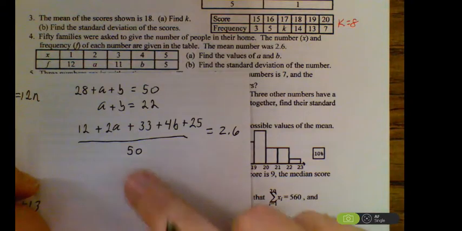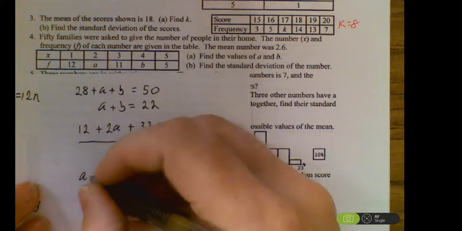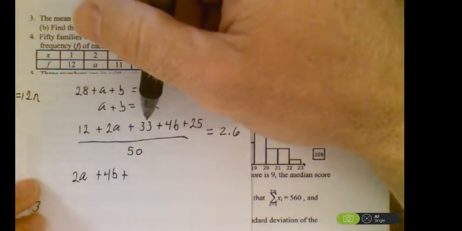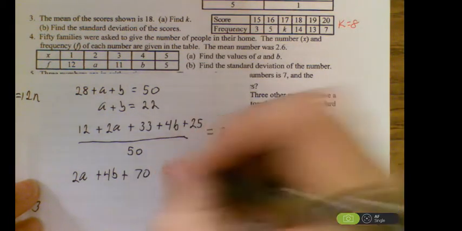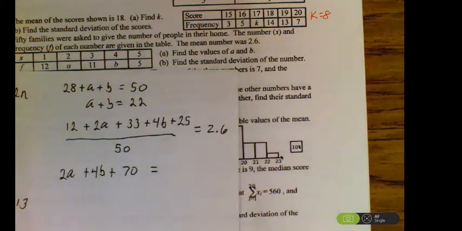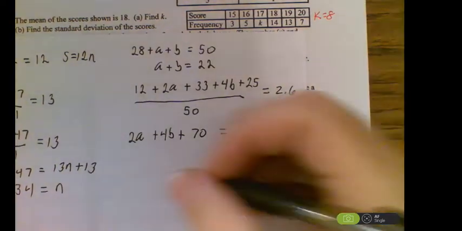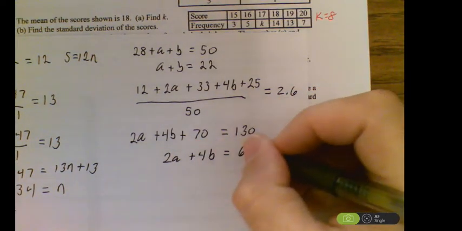So starting a little math on that, we're going to multiply the 50 over to the right. I'm going to combine like terms on the left. So a little simplify here. I got my 2A, I got my 4B, plus a remaining, looks like if I add those up, 45 plus 25, so 70. I'm going to multiply my 50 over to the right, so 50 times 2.6 is 130. So subtract the 70, and we know that 2A plus 4B is equal to 60.